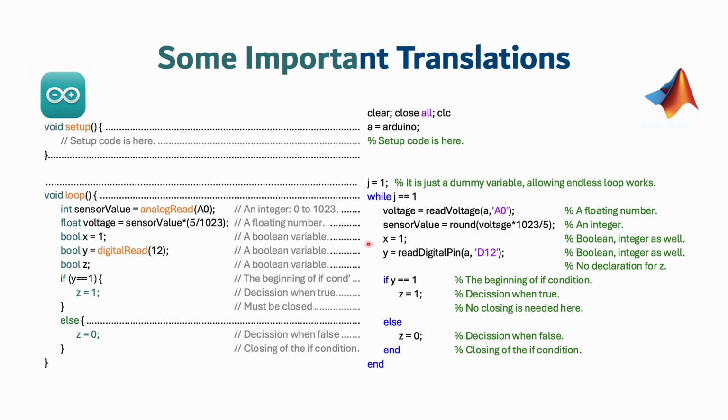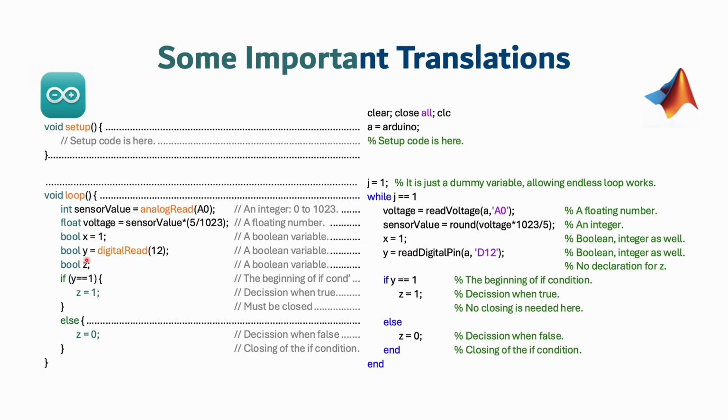We don't need to declare whether this one is Boolean, floating, or integer. MATLAB doesn't care whether this one is Boolean, integer, or floating. Okay, this is just to declare a new variable.